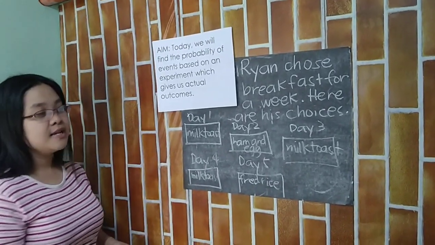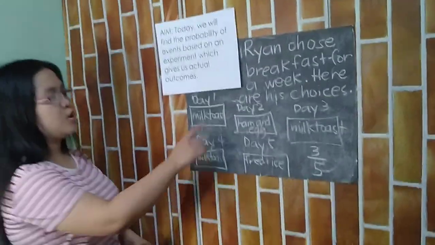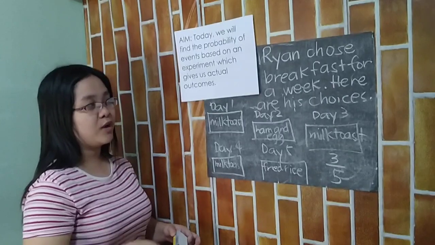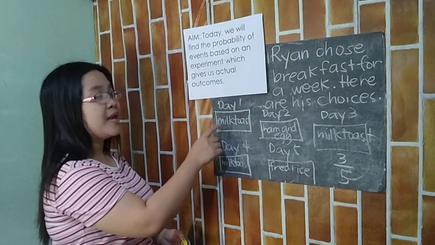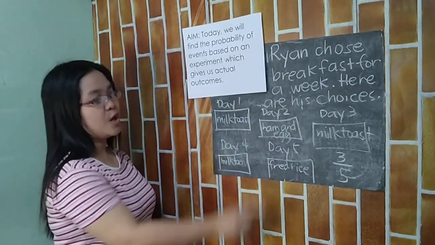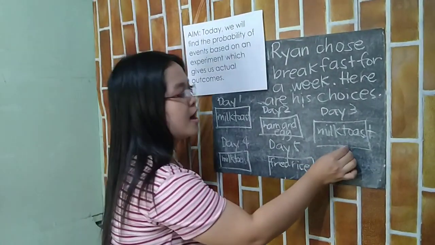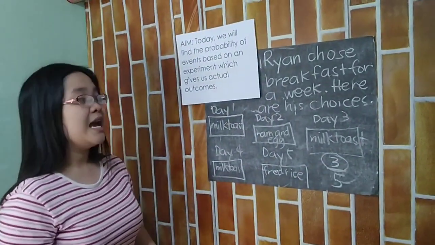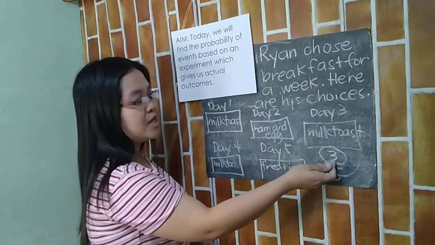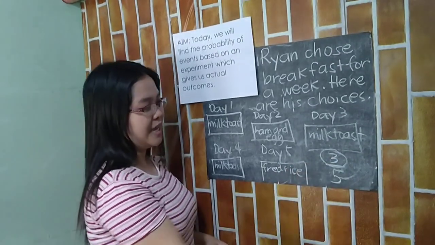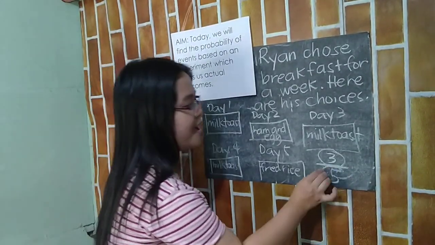Now, what could be the experimental probability of picking milk toast after Ryan conducted the experiment? Okay, it's 3/5. Very good. Why is it 3/5? Because based on the experiment he conducted, he picked milk toast 3 times. So 1, 2, and 3. Meaning, the card with milk toast appears thrice. And the number of trials that Ryan did for the experiment is 5.